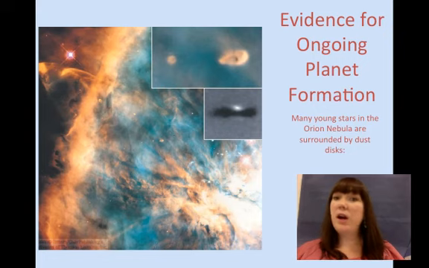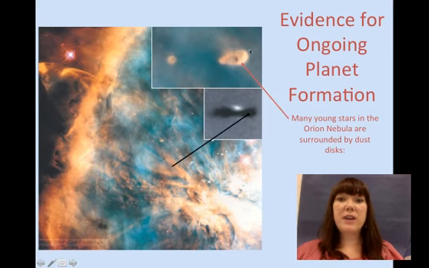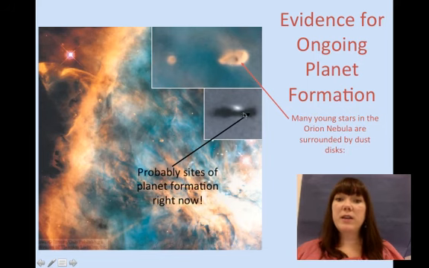So what evidence do we have for ongoing planet formation? Well, we see this happening in other nebulas. So if we look at the Orion Nebula, we see evidence of young stars being produced. And you can see here a gas disk with possibly a star there in the center. So these are possibly areas where we think planets might be forming right now. So we see this process happening in other nebulas.